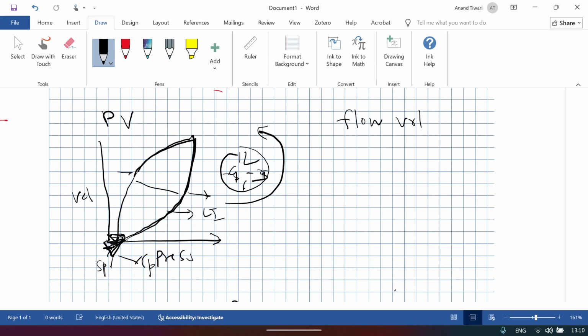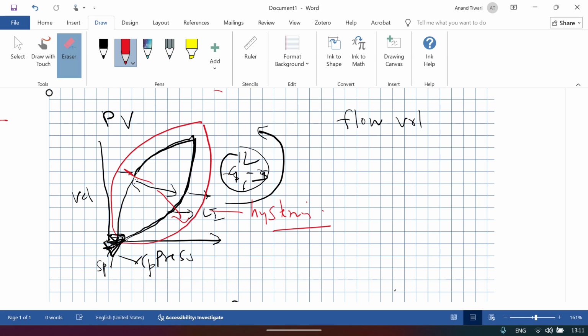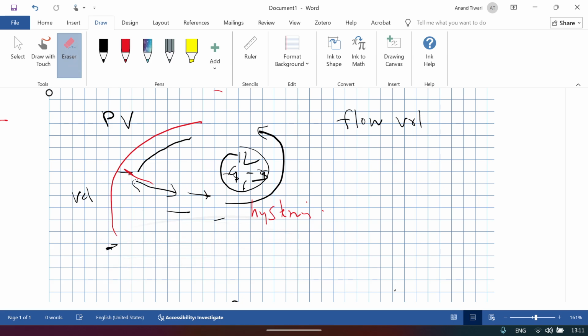Now the distance between these two will give us the resistance issue. If you see this loop becoming bigger and bigger like this, this is known as hysteresis, and this is commonly seen in patients with airway resistance problems.